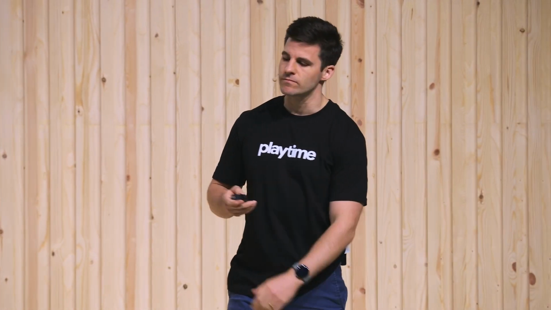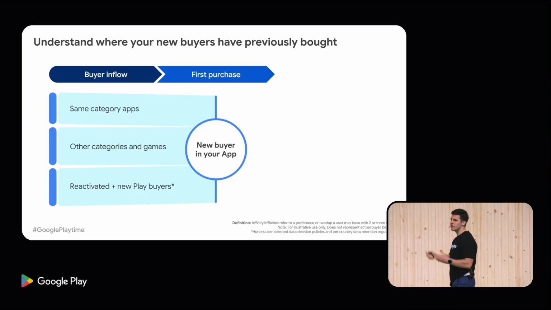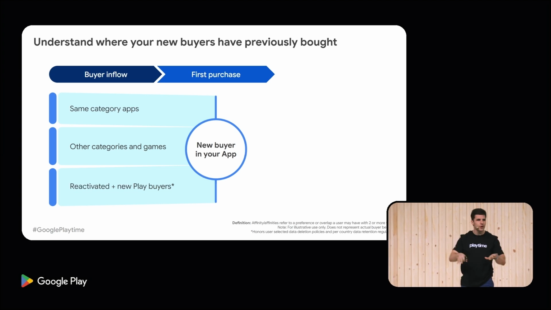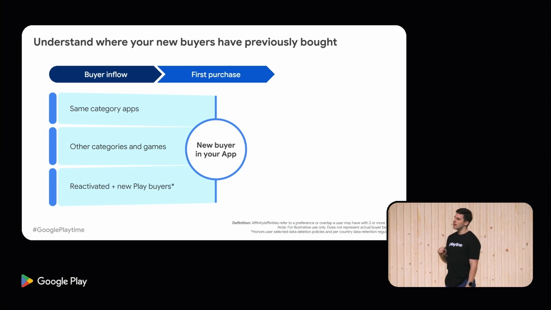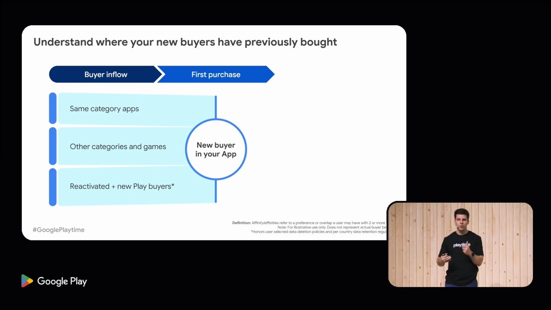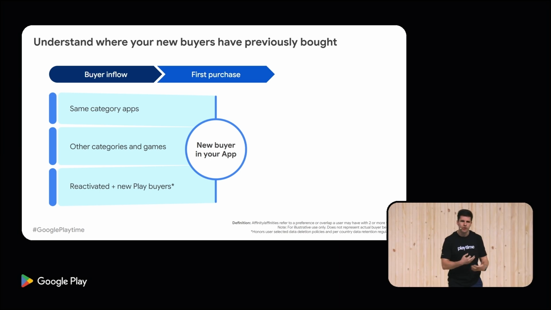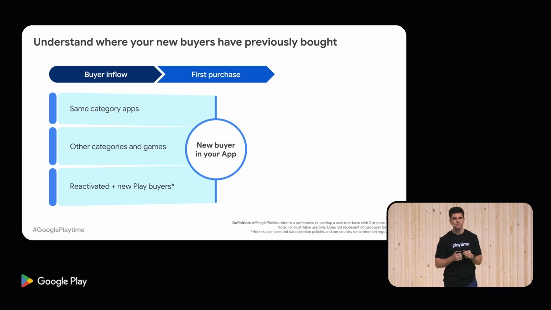Now, to utilize these category affinities, it is imperative for you to understand where your new buyers are coming from and where they go to next. So today we're going to use this graphic as an illustrative framework for how we can think about that new buyer journey. On the left, what we're looking at is where your new buyers have spent in the preceding 12 months before they become a new buyer in your app. So maybe they've spent in an app in your same category or in a different category or game. Maybe they've been reactivated after a longer period of dormancy or have never spent on Play at all.